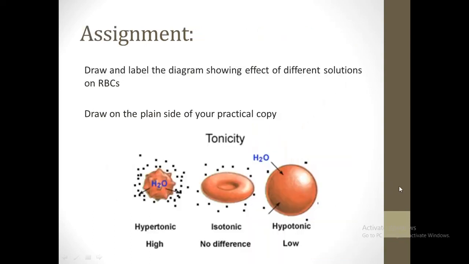Now your assignment is to draw and label the diagram showing effects of different solutions on RBCs. You can draw this diagram on the plain side of your practical copy. So for drawing purposes, you can even use this diagram, which is showing a crenated cell, a normal cell and a swollen cell.